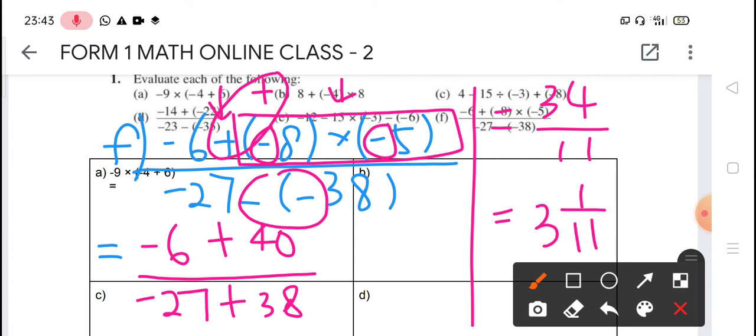Alright, so this is the solution for combined operation, Self-Practice 1.2, see from your textbook, page 11. So class, please complete your work, and then by using this video, do checking and correction using your red pen.